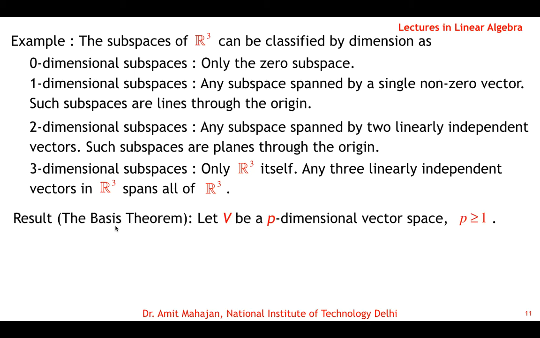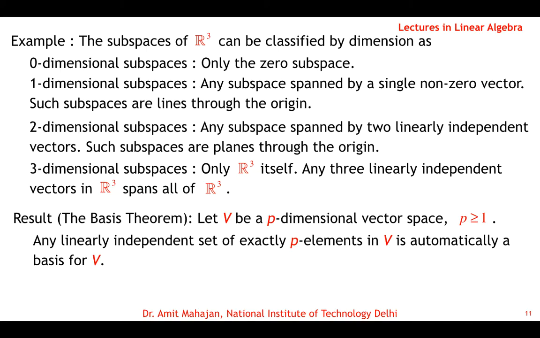One important result is the basis theorem. It says that if V is a p dimensional vector space with p greater than or equal to 1, that means if you know the dimension of a vector space, then to form a basis it is sufficient to know either the independence or the span; the other is automatically true. That means any linearly independent set of exactly p elements in V is automatically a basis for V. So we do not need to prove that it will span, because we know the dimension.